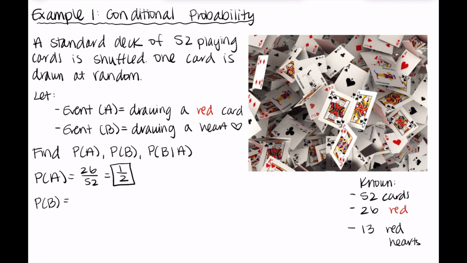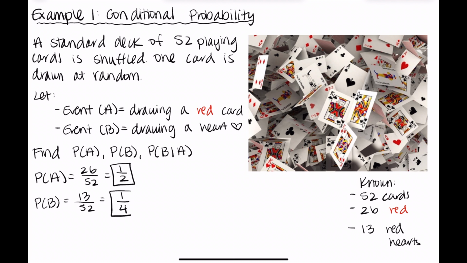Now we'll do the probability of B, which is the probability of drawing a heart. We know that there are 13 hearts in the deck, right? Every suit has 13 cards. So we would just say 13 over 52. 13 hearts out of the total 52 cards in the deck. And when we simplify that, that is 1/4.